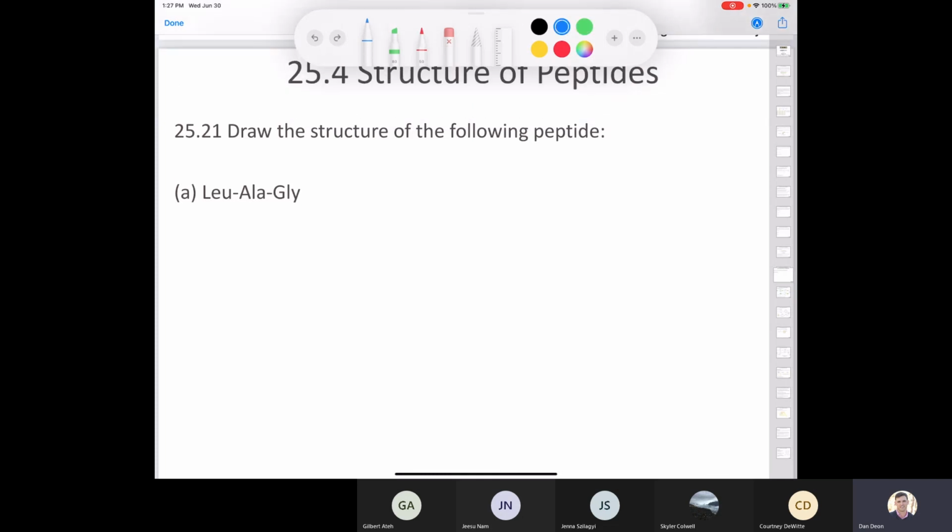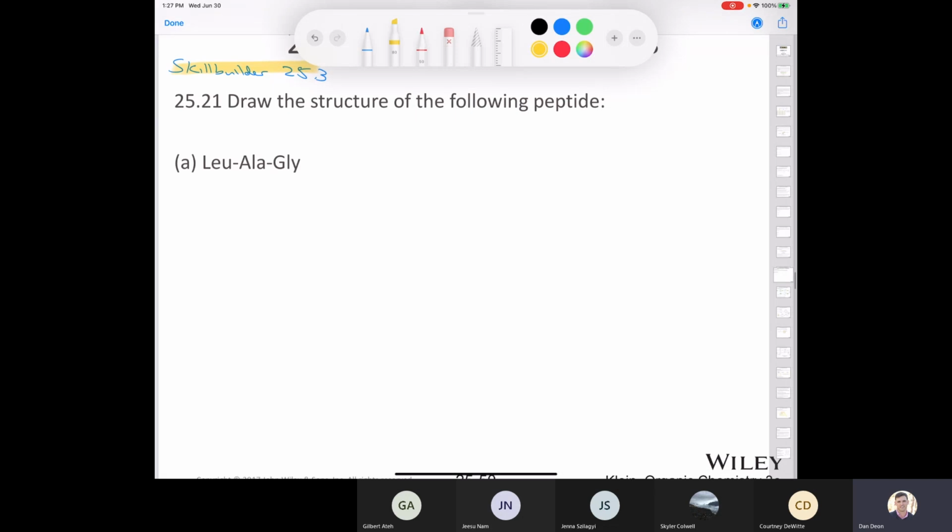Let's see, how do you spell skill builder? Well, it's all one word, isn't it, right? Anyhow, so skill builder 25.3. If you don't follow me on this, we're going to take a look at it now. This might be really helpful. Let me show you one thing very quickly, though. Okay, I'm going to show you two ways to do this.